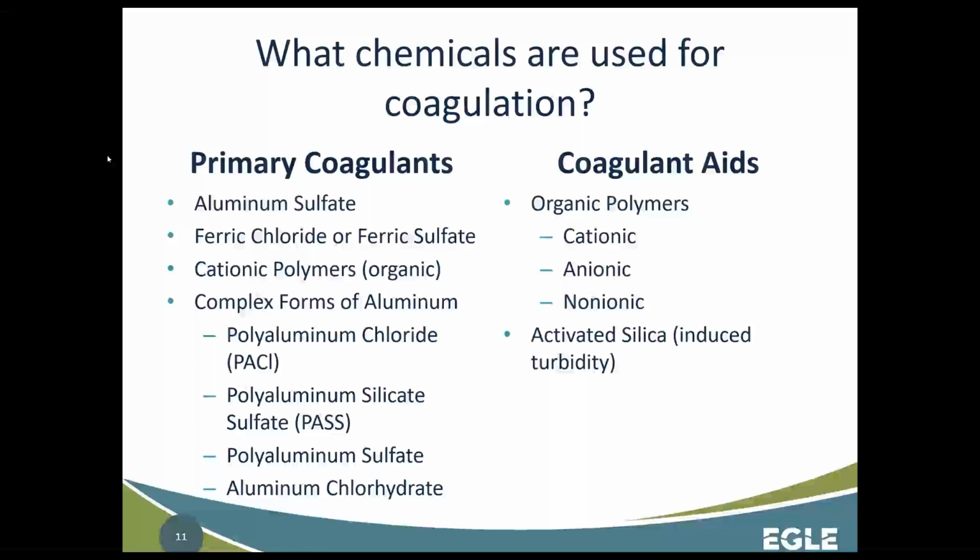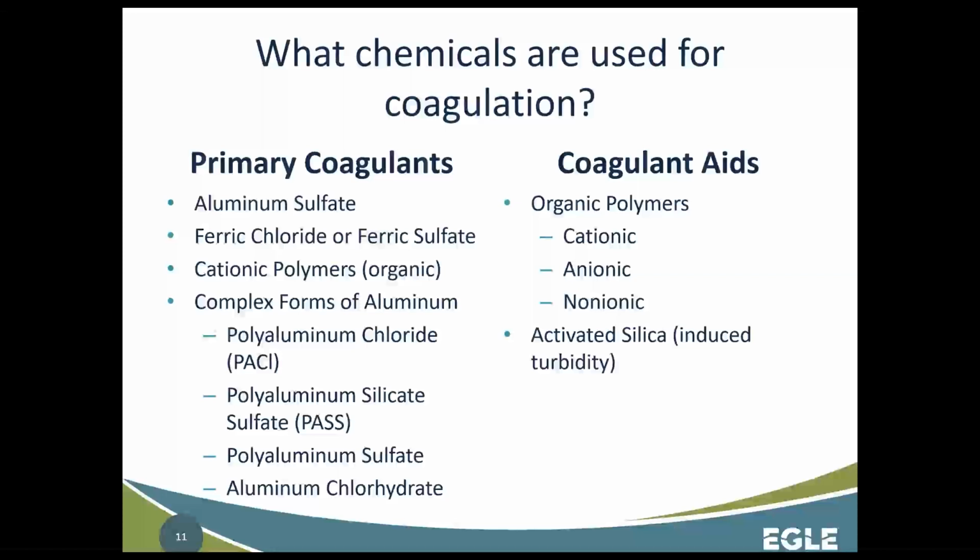So what chemicals are used for coagulation? Well, we've got our aluminum sulfate, very common, alum. Ferric chloride and ferric sulfate are your second most common coagulants, I'd say, at least in Michigan.